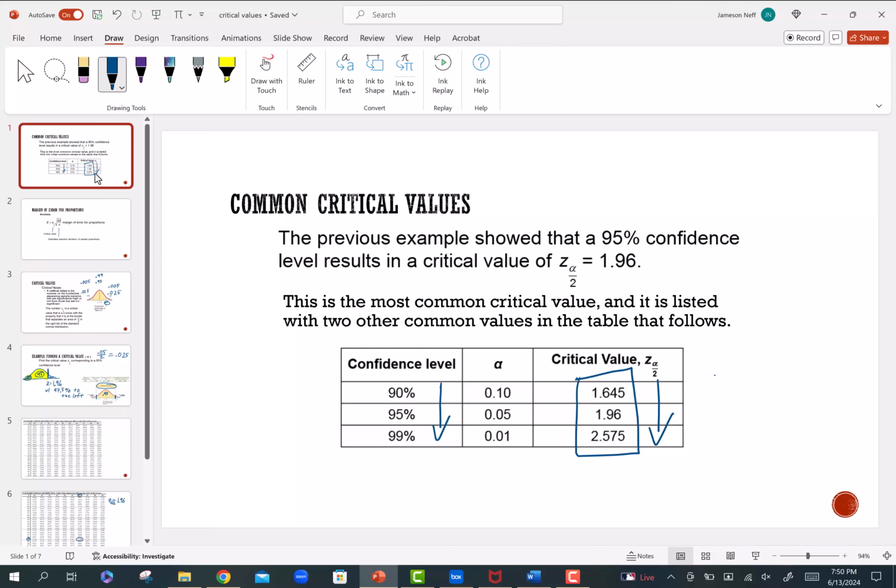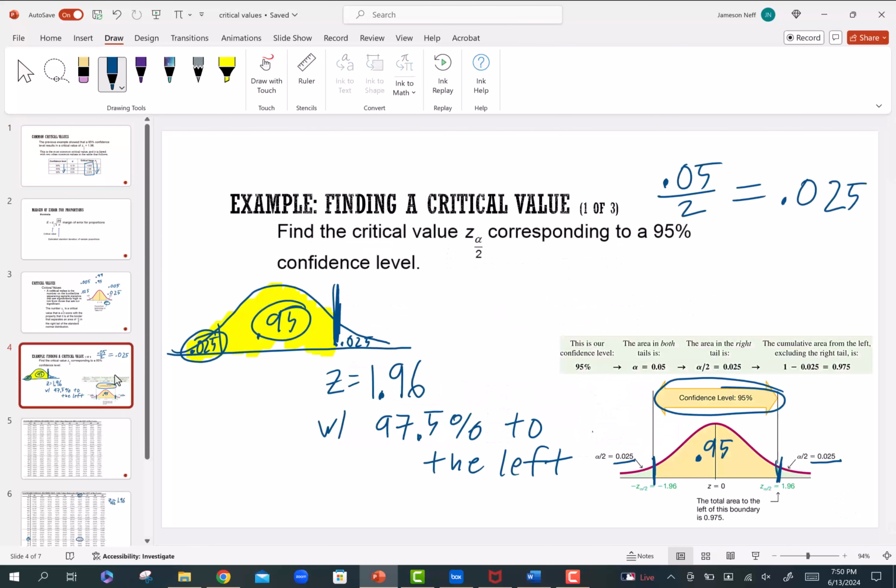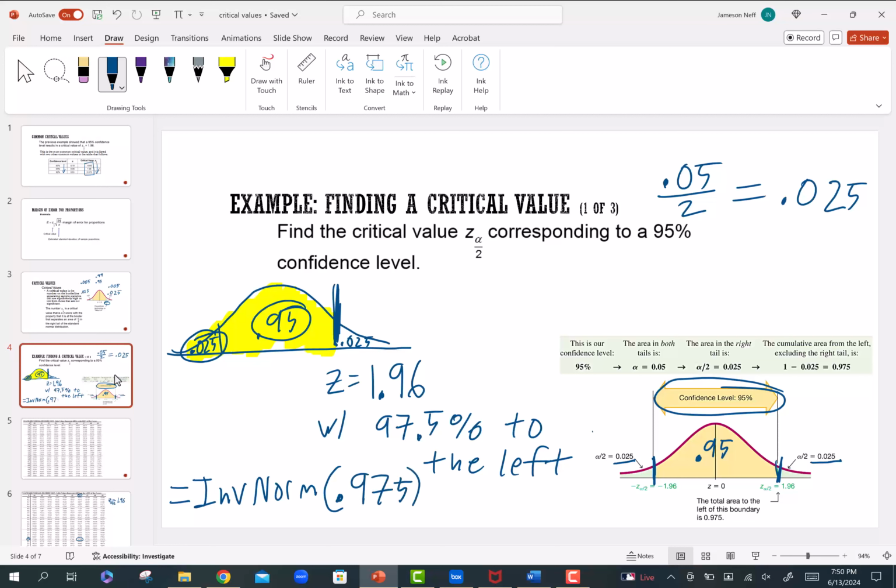Now, before we try a different one, let's also talk about this. If I instead want not to use the table but my calculator, I could type into my calculator invert norm, and then the portion of the area I want to the left, which in this case would be 0.975, because I want 95% of the area to be in the middle, which means that I have to combine that area with the area on the left.